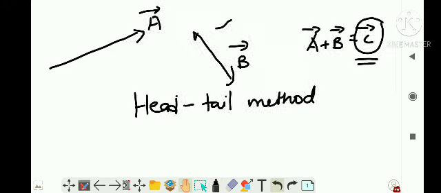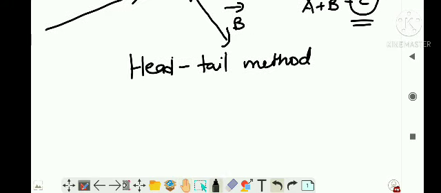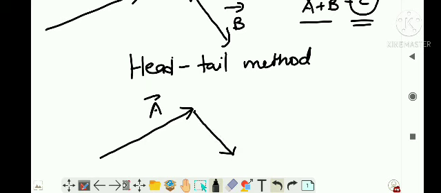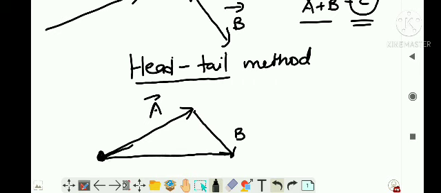Okay, what should we do to use the triangle method? We have to make a triangle. How? If A plus B is asked, keep A as it is. Then drag B in such a way that the head of A and the tail of B meet. That's why it's called the head to tail method. Head of A is meeting the tail of B, and then join the initial point of A and the final point of B, like this, so that from initial to final, you draw the arrow.